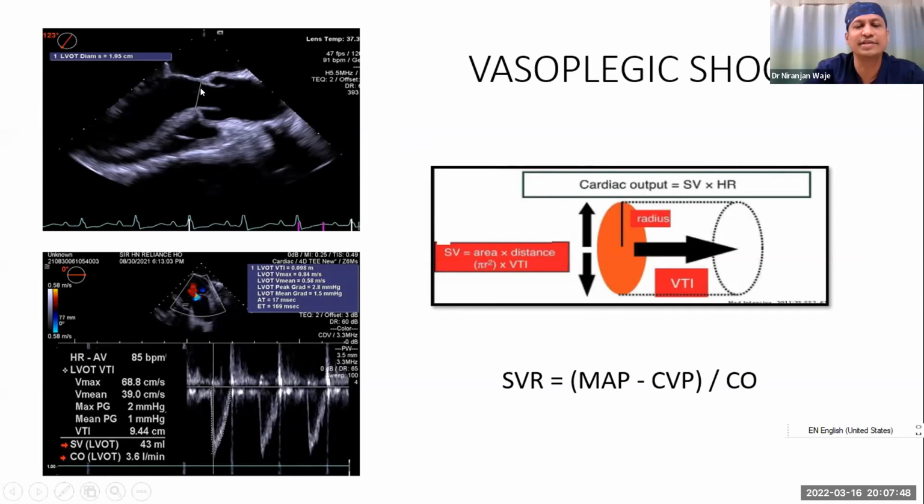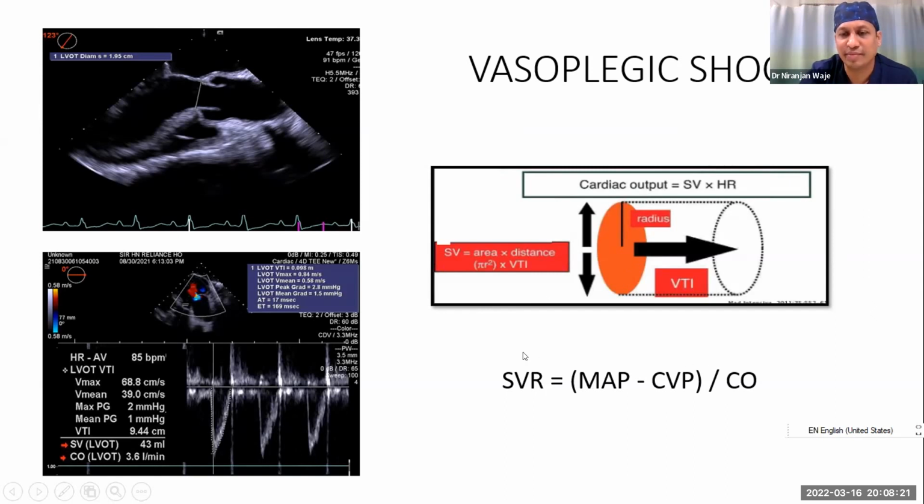Here, we calculate the LVOT diameter. The assumption is that the LVOT is a circle, so the area is calculated by pi r squared. Then we go to a deep transgastric view to get the velocity, and the velocity we ought to get is a VTI, velocity time integral. When you trace the velocity, you get a VTI. Area, pi r squared, times VTI gives us flow. The flow is the stroke volume. Stroke volume times heart rate is the cardiac output.